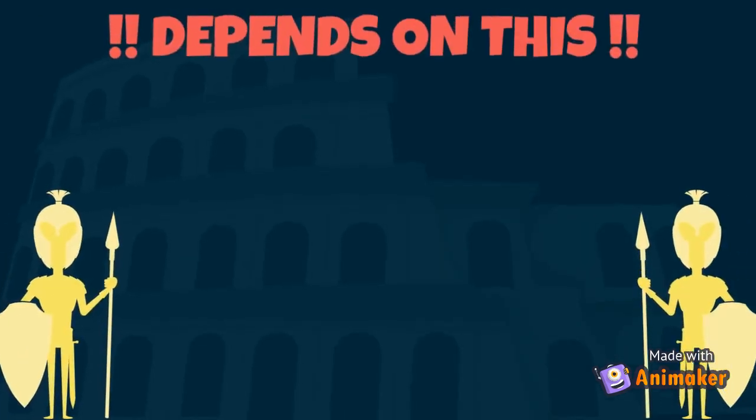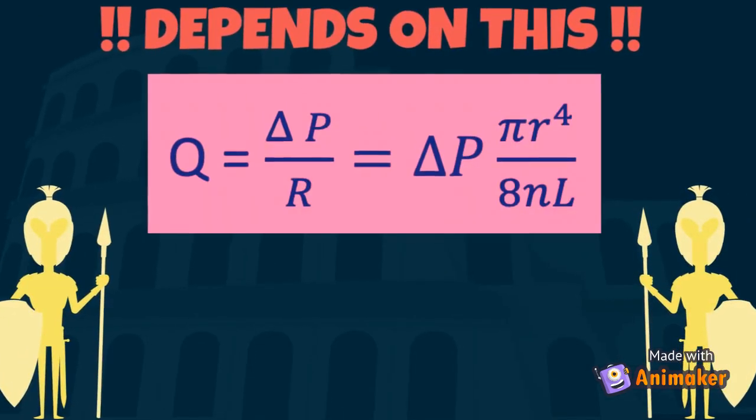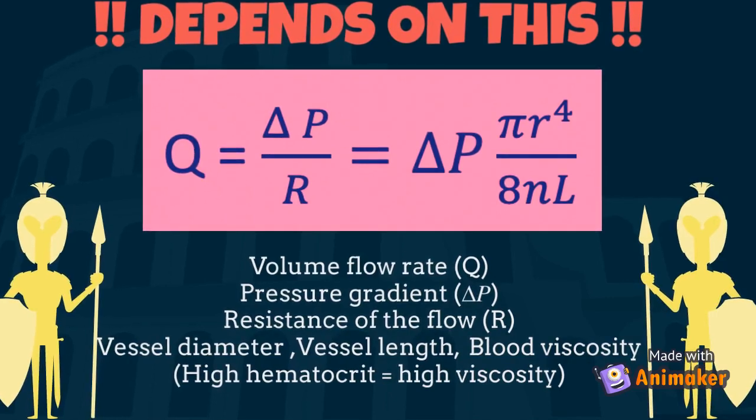As you see, blood flow depends on this: volume flow rate equals pressure gradient or pressure difference over resistance of the flow, and the resistance is given by 8 times blood viscosity times vessel length, over pi times vessel radius to the power of 4.